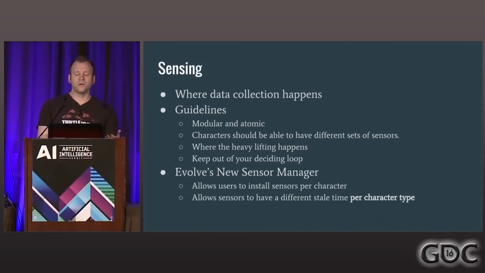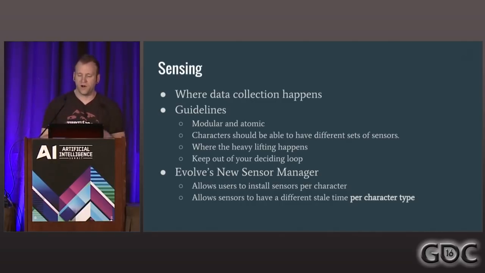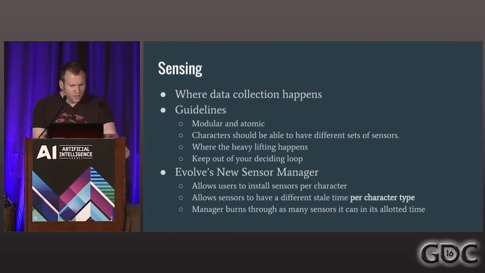And to make it even simpler, the way you specify the time is a simple enumeration, something like every frame, a lot, often, sometimes, never. Why have our programmers come up with the perfect floating point time to do a refresh rate when we're really just looking for what that sensor's importance is to the character using it? So our manager will just burn through as many sensors as it can in its allotted time. It favors sensors that are getting closer to their stale time.